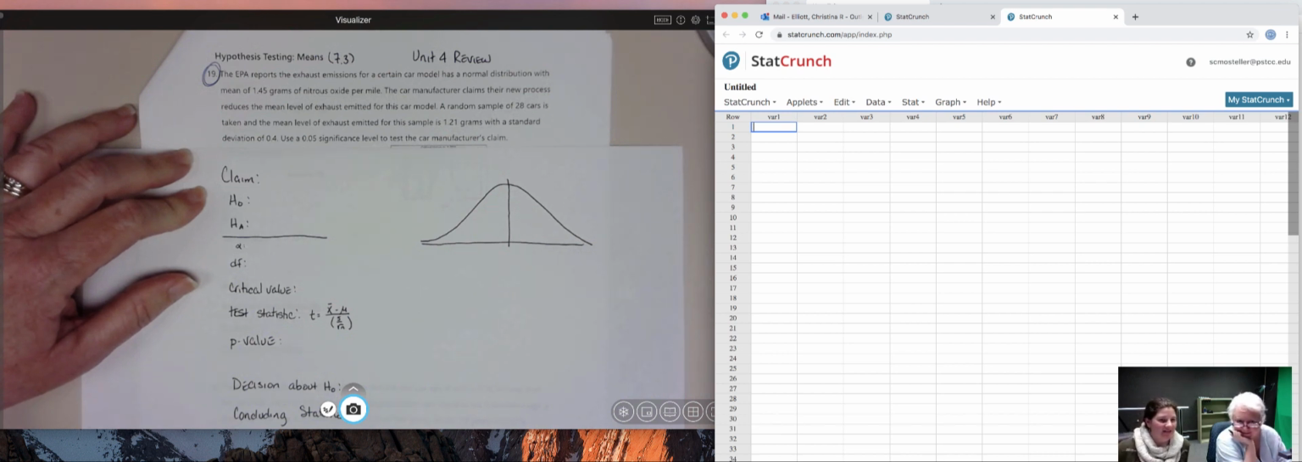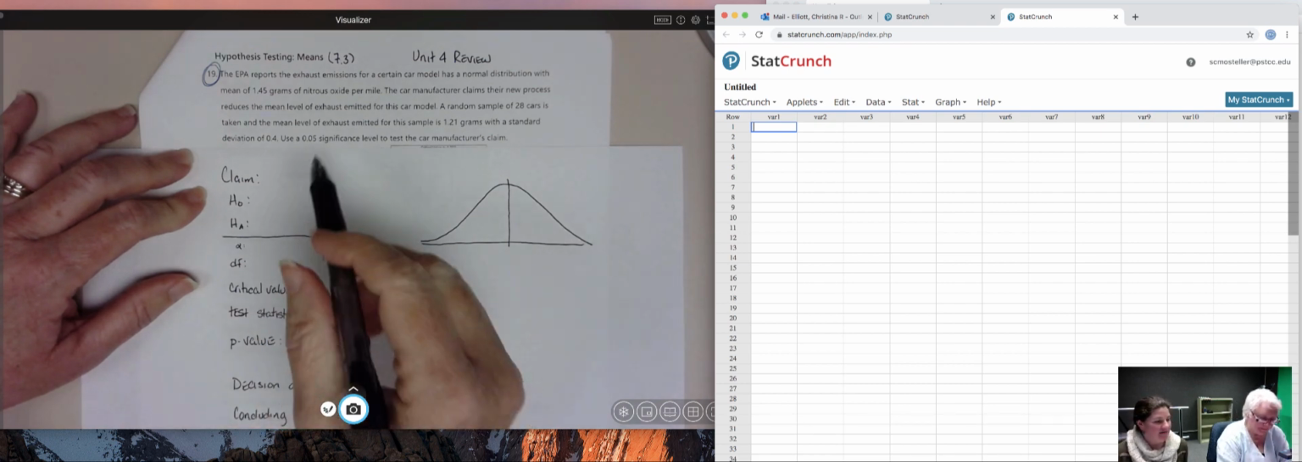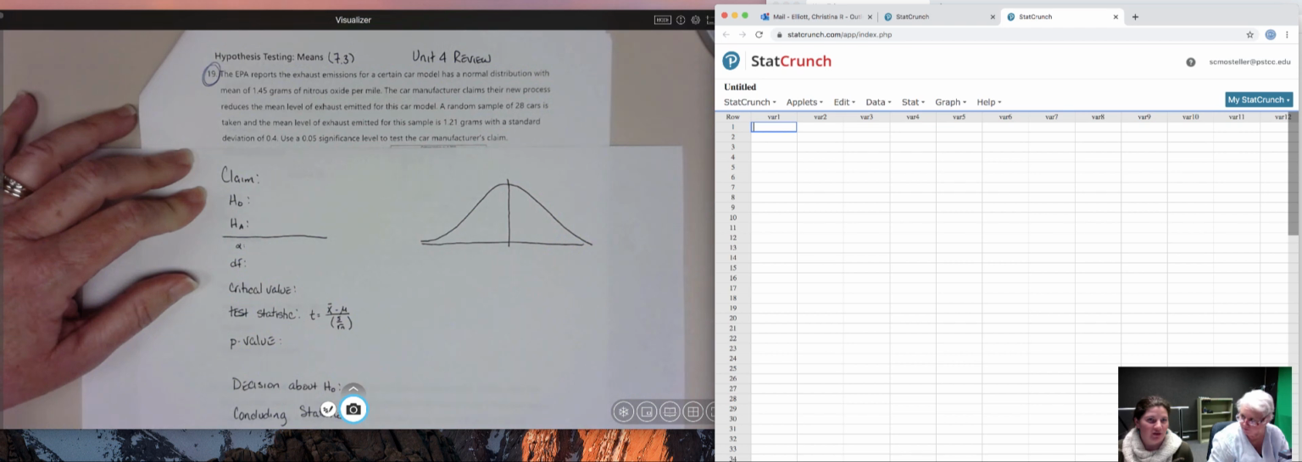We are going to work on some hypothesis testing for population means today. This is section 7.3, and we're going to do an example here from the Unit 4 review. It's number 19.